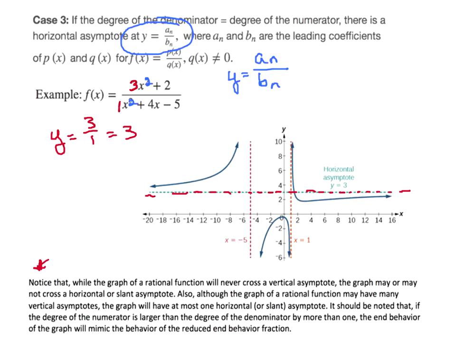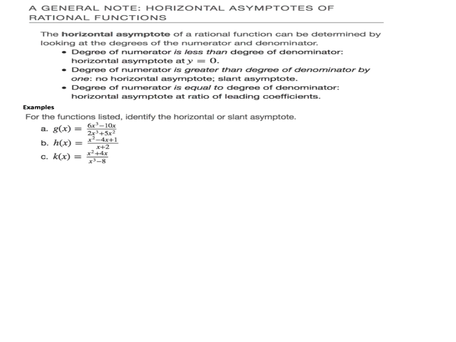And then down at the bottom, just to reiterate this point, notice while the graph of a rational function will never cross a vertical asymptote, it may or may not cross a horizontal or a slant asymptote.